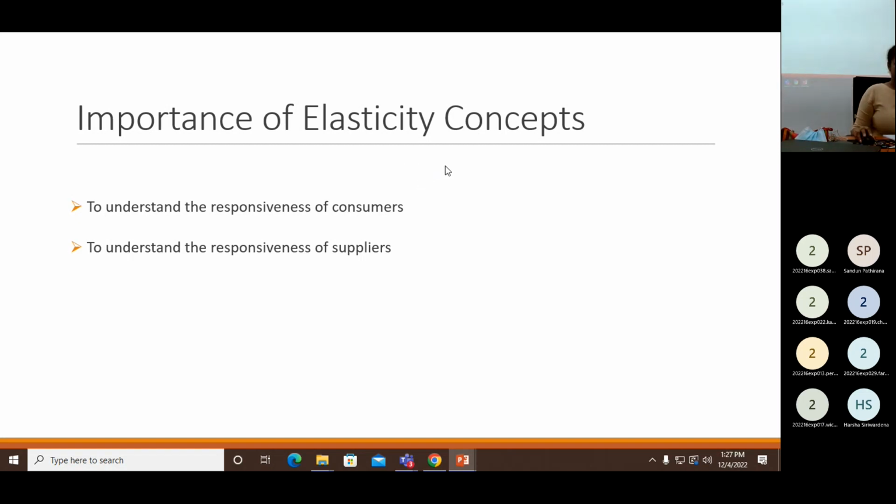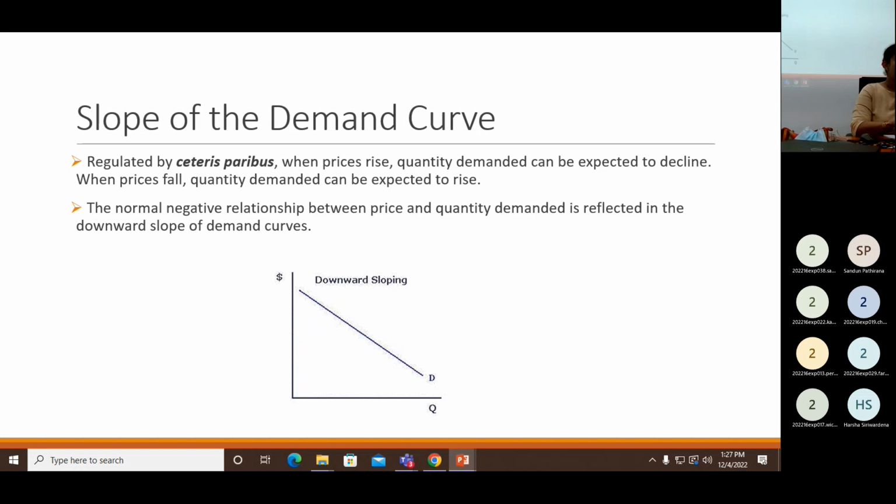Okay. So accordingly, these are the importance of elasticity concepts, and accordingly, we would be able to learn different elasticities which come in economics, which are relevant to consumers as well as suppliers. So we will go on to learn them, right?